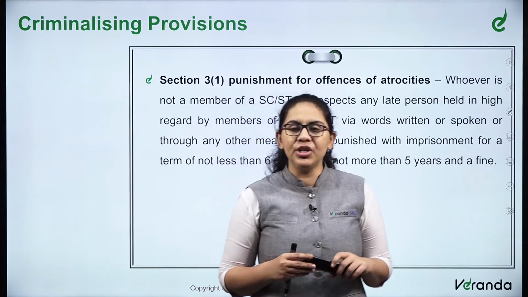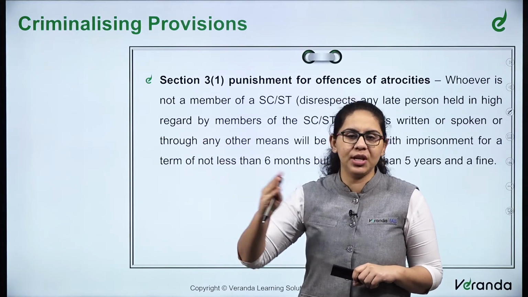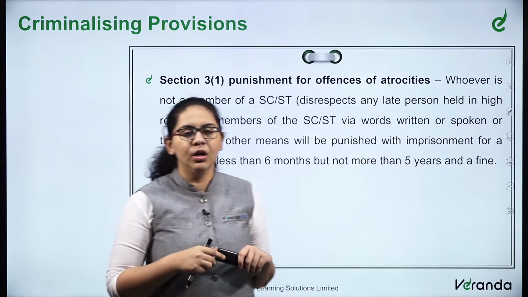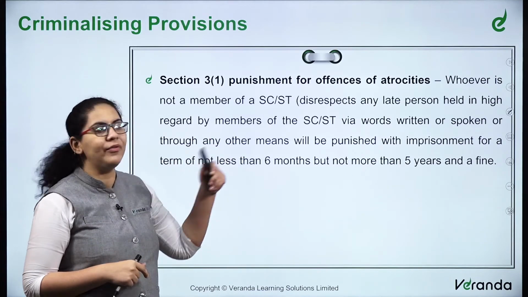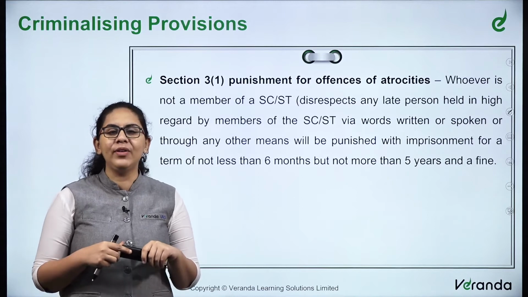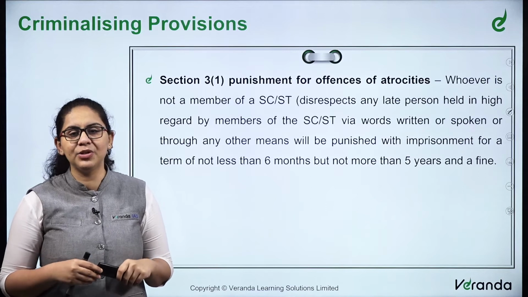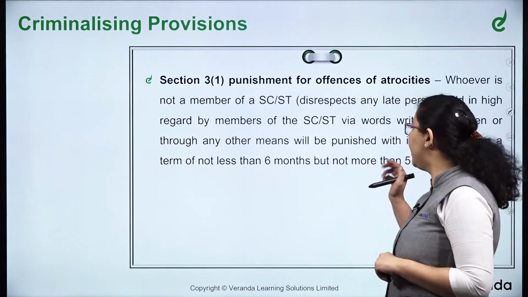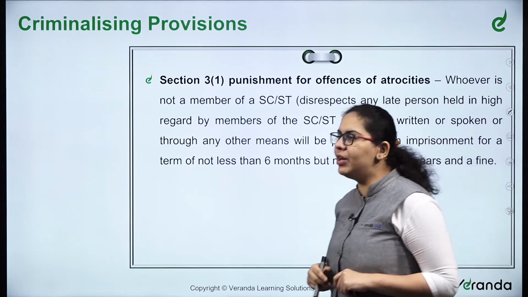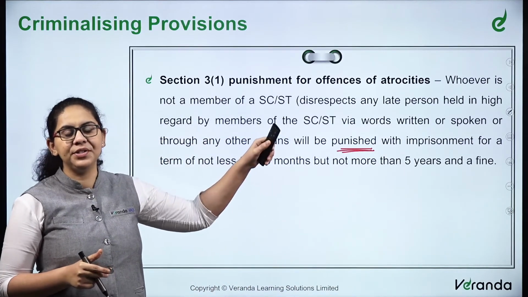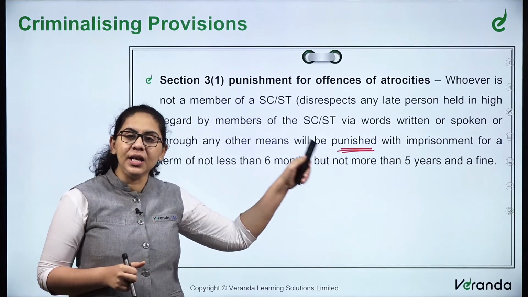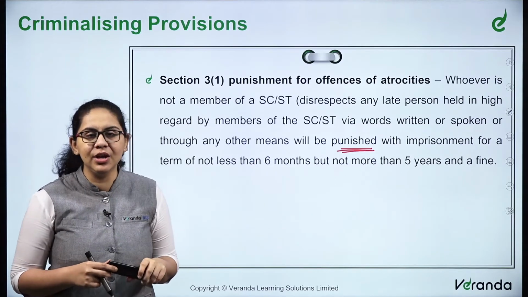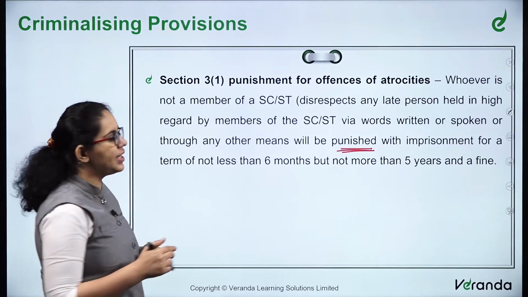We will not discuss all the provisions; we will discuss the criminalizing provisions or some provisions which were in the news and are important for you. Section 3(1), punishment for offences of atrocities. What does this act say? Whoever is not a member of SC/ST and disrespects any late person held in high regard by members of SC/ST, either by words written or spoken, or through any other means, will be punished with imprisonment for a term not less than 6 months but not more than 5 years, and a fine.